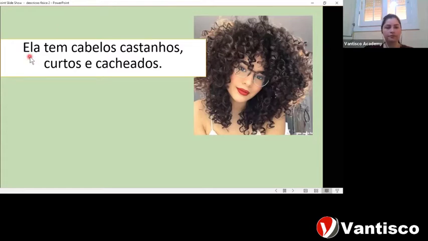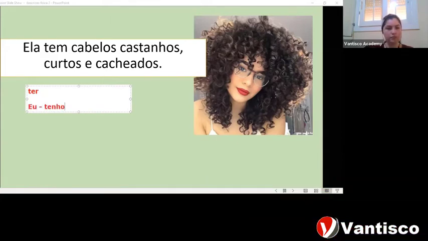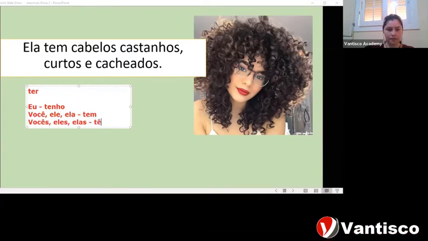Here we also have ela tem. So again, let me type here. The verb we are talking about is the verb ter. Okay, so our focus today is on this verb. The conjugation for the verb ter is: eu tenho, você, ele, ela tem, vocês, eles, elas têm, nós temos. Okay? So the verb ter means to have.